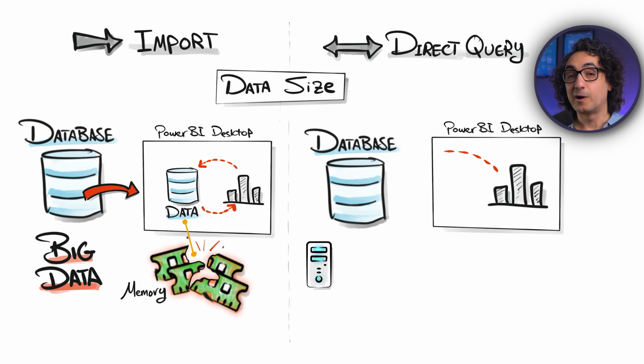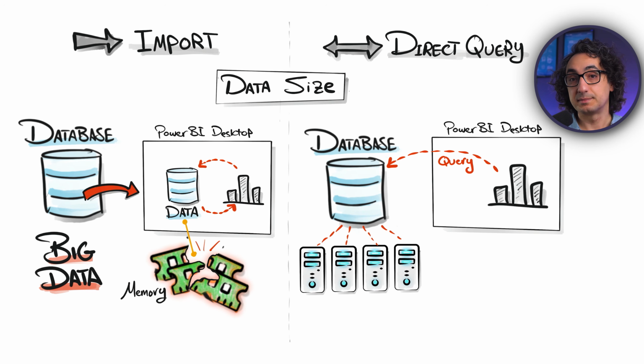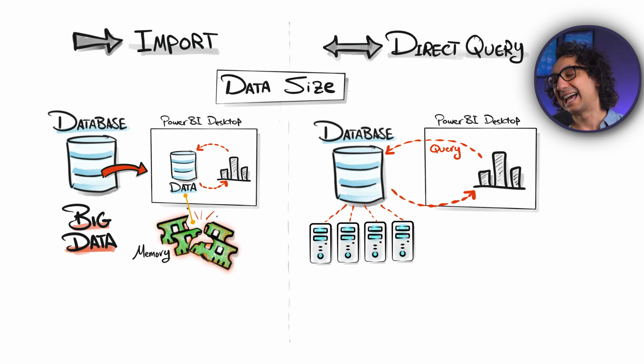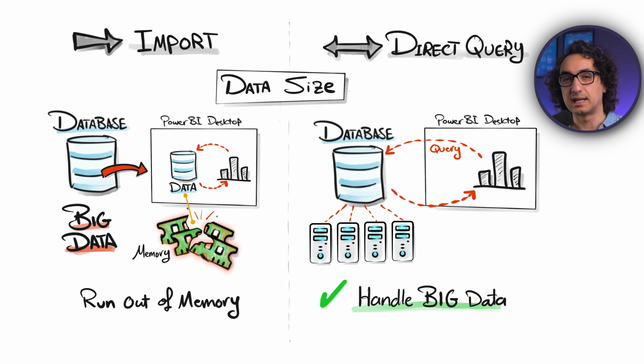It doesn't matter how big the data is in the source systems, and usually we have modern systems like Databricks, where it can handle massive amounts of data using distributed storage, multiple machines and an optimized engine. So for very large datasets, DirectQuery has here a clear win.